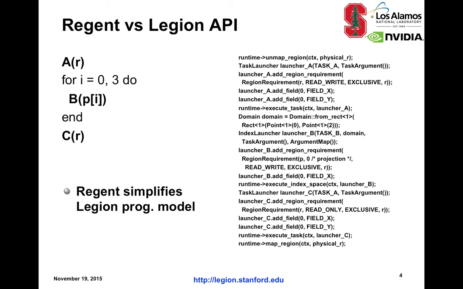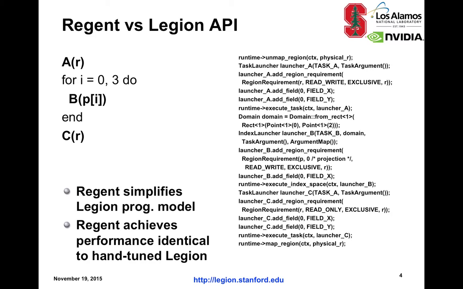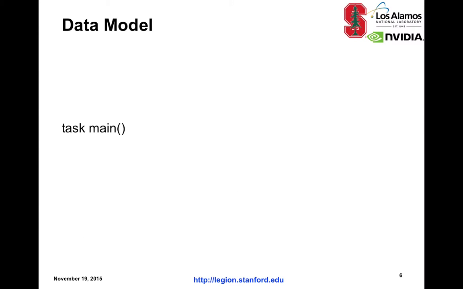If we wrote a naive compiler for Regent, it would achieve very poor performance. And so in order to achieve good performance, we're going to have to do a number of optimizations in order to recover that performance. But once we have done that, we're going to be able to show that Regent achieves performance which is identical to the original hand-tuned Legion code. But in order to show those optimizations, I need to describe a little bit about Regent itself.